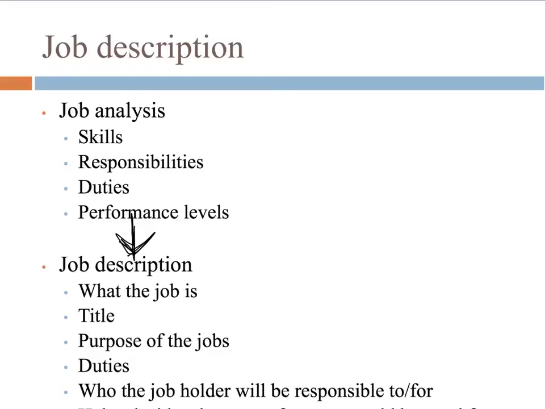It usually consists of the job title, the main purpose of the job, who the job holder would be answerable to, so who would be their manager, the main duties and tasks of the job, and also any authority the job holder will have, so who they might be in charge of, whether they're in charge of any money or any particular areas of the business.